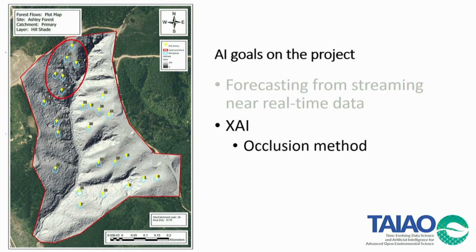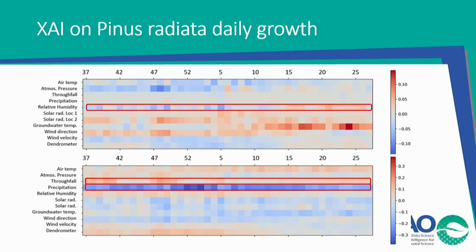using the occlusion method, where we add perturbations to the input, and we see the differences in the forecasted value compared to the forecasted value with the original data. And here are just two very quick results.